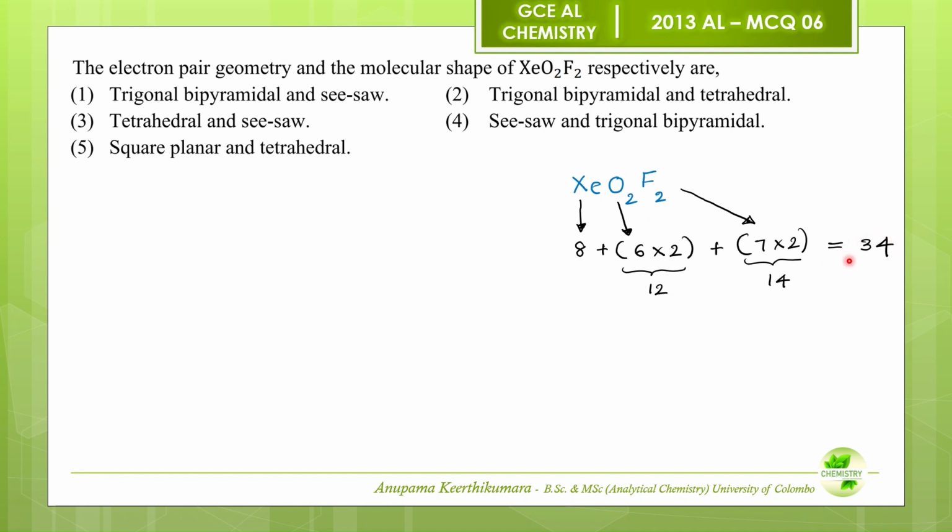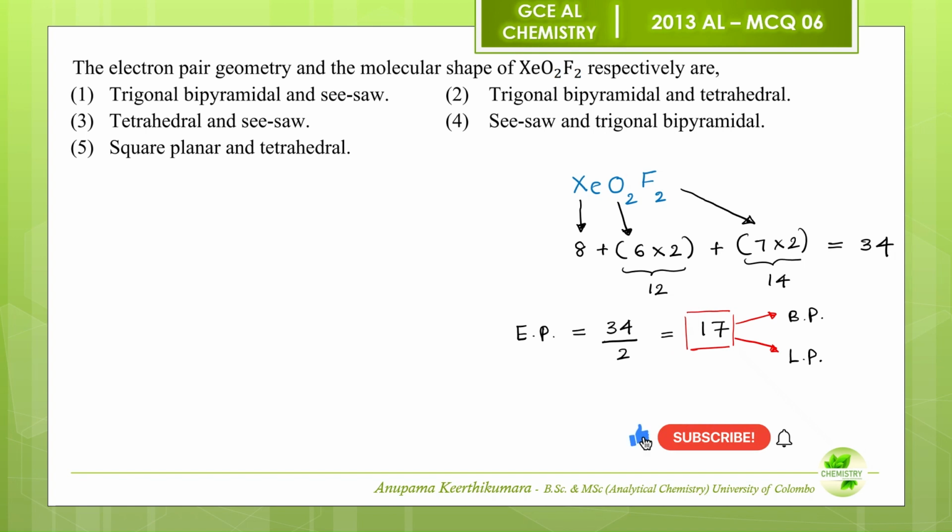These electrons exist as electron pairs. Therefore, we will calculate the number of electron pairs in this molecule. There are 17 electron pairs in this molecule. These electron pairs exist as either bond pairs or lone pairs.